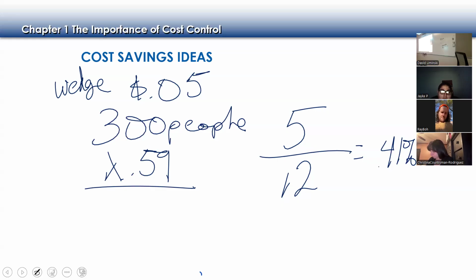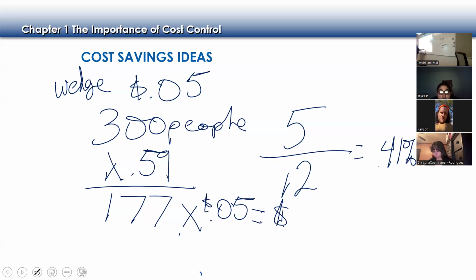Okay, what's that number? 177. You guys following me so far? That's 177 lemon wedges that just end up in the trash because the people don't like it. Okay, now multiply that by our 5 cents per wedge. And what do we get? This is a dollar amount. $8.85.